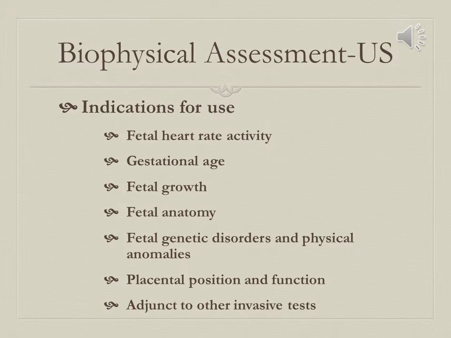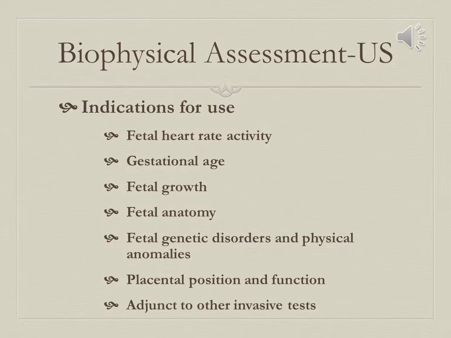Fetal measurements are collected with ultrasound, and that can help determine gestational age. It's based on things like your crown rump length or biparietal diameters or your femur length. If a woman is uncertain of the first day of her last menstrual period, you can use an ultrasound to do a dating scan. And if they're done in the first trimester, they're pretty accurate. Now, as the pregnancy advances, ultrasound dating becomes less reliable.